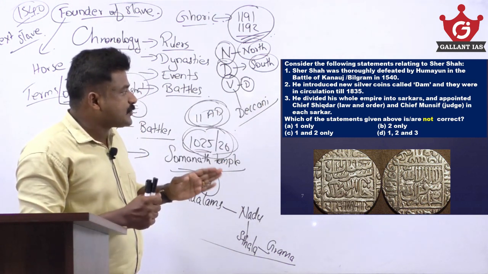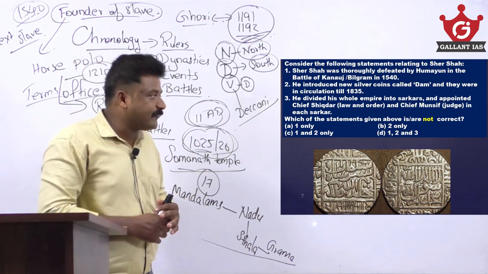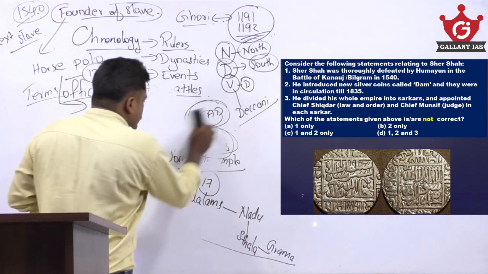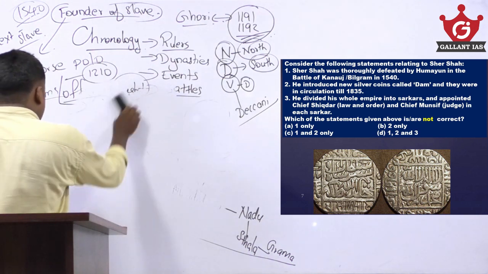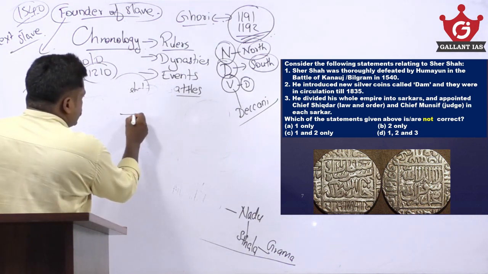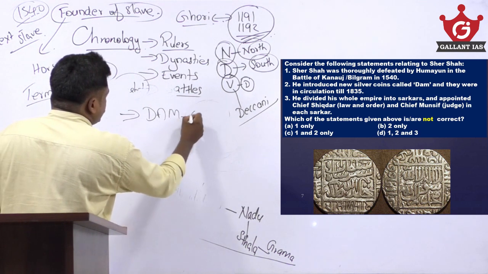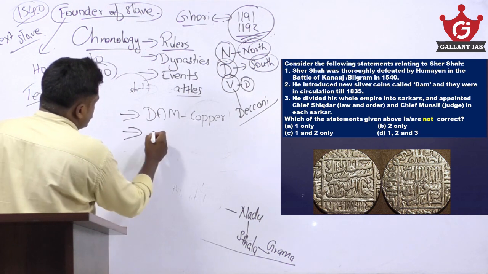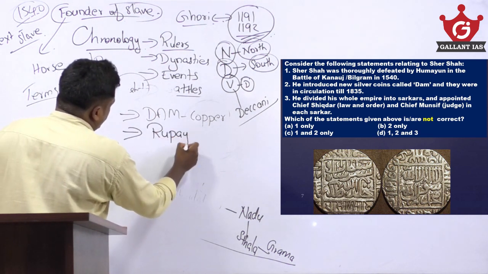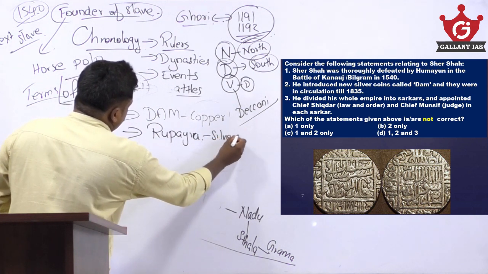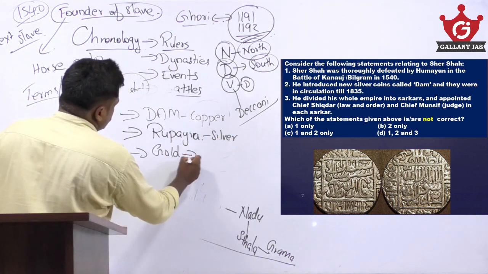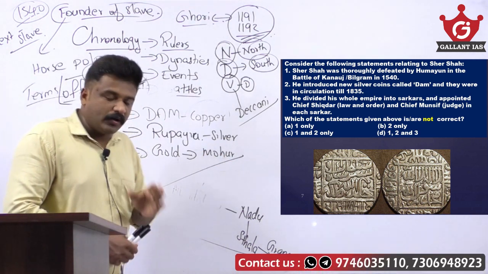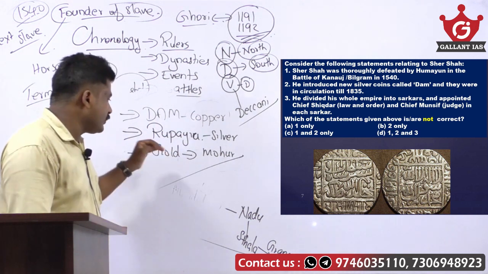He introduced new silver coins called Dam, and they were in circulation till 1835. What are the coins or currency introduced by Sher Shah Suri? The currency reforms of Sher Shah Suri are important for you. Dam was the copper coin. The silver coin is called rupiya, and his gold coins are called mohur. These were already asked by UPSC, but still take care. Dam is copper coin, rupiya is silver coin, gold is mohur.